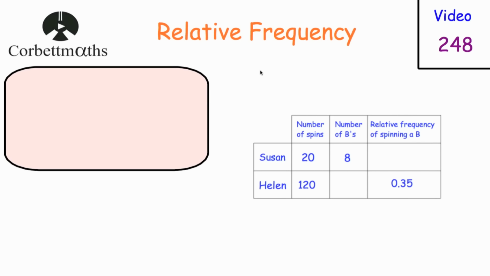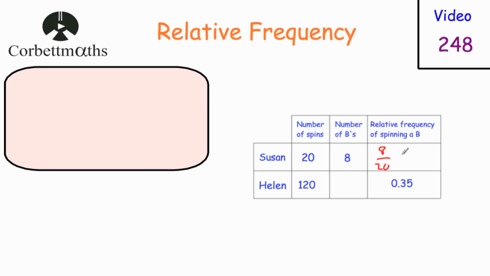So this time we've been given a table, and we've got 2 people, Susan and Helen, and they've done an experiment. And Susan's done the experiment 20 times. She spun a spinner 20 times, and on that spinner there's different letters, and we're told the number of B's that she got whenever she spun it 20 times was 8. So if we're asked to find the relative frequency of spinning a B, because she spun the spinner 20 times, it would be out of 20. And because she got 8 B's, the number of successes is 8, we write 8 out of 20, or 8/20, like so.